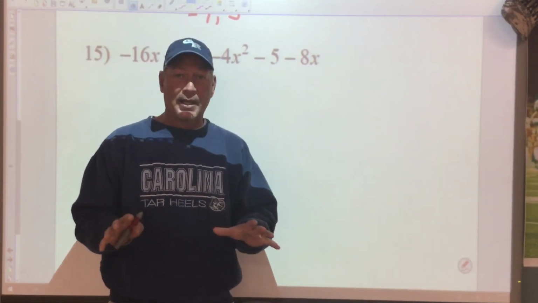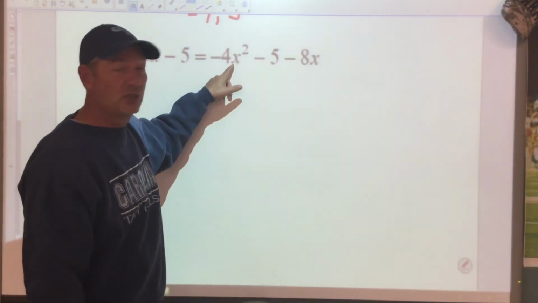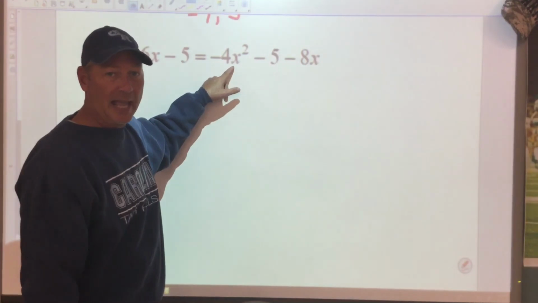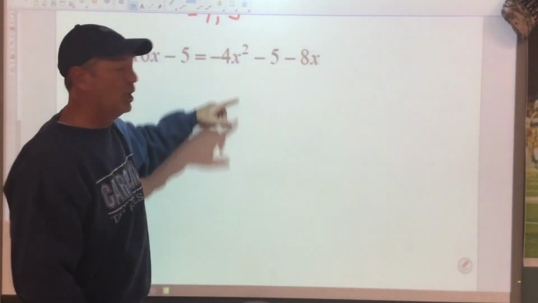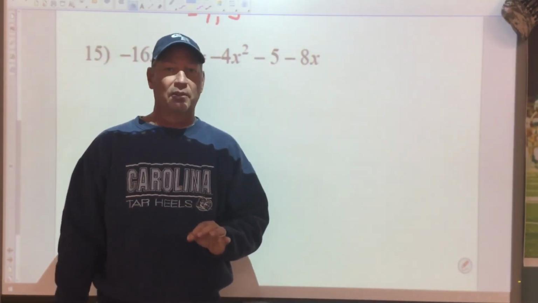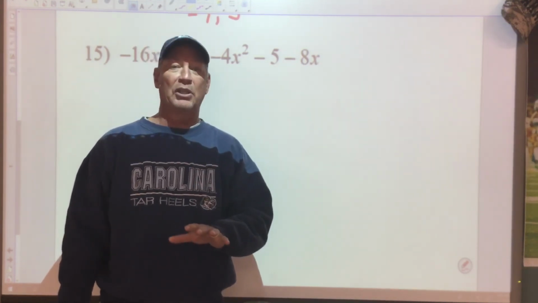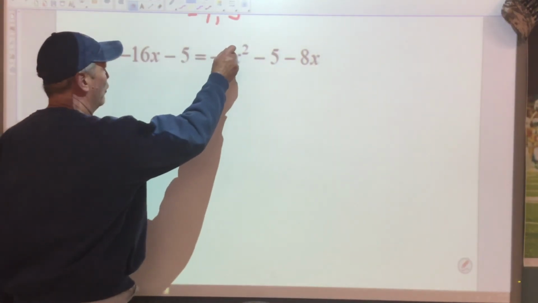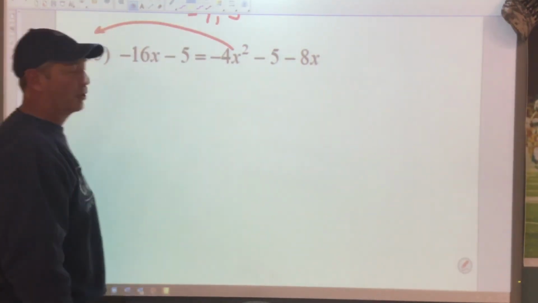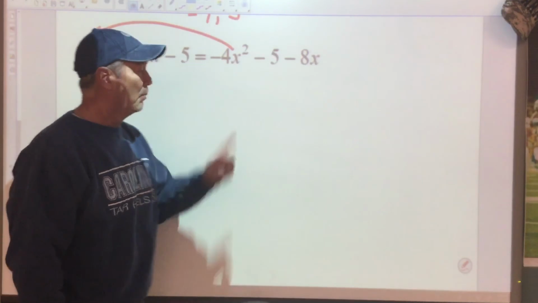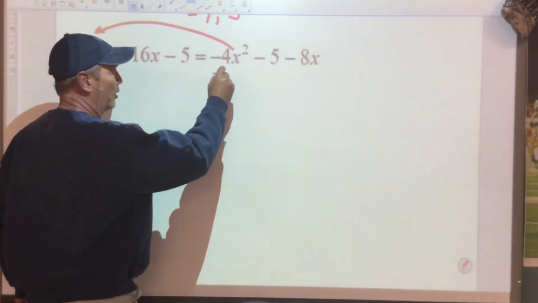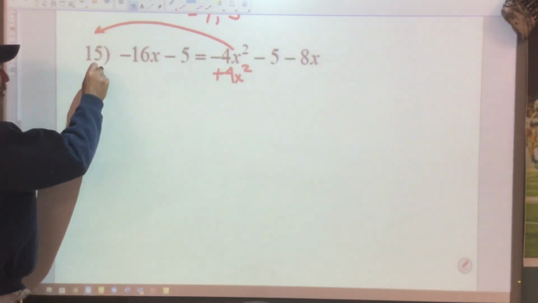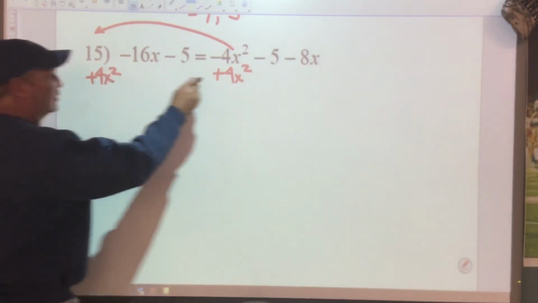But I'm telling you right now, you want to move this to the other side. You want your squared term, your a value, which is this -4, to be positive. It makes it so much easier. You have to trust me on this. So I'm going to ask you to move this 4x squared to the other side, way out in front. We're going to do the opposite. We're going to say plus 4x squared. This is going to cancel.